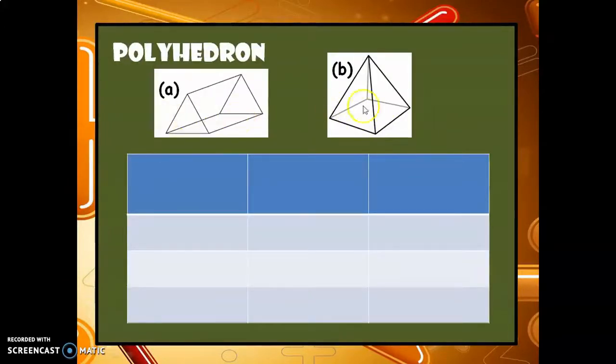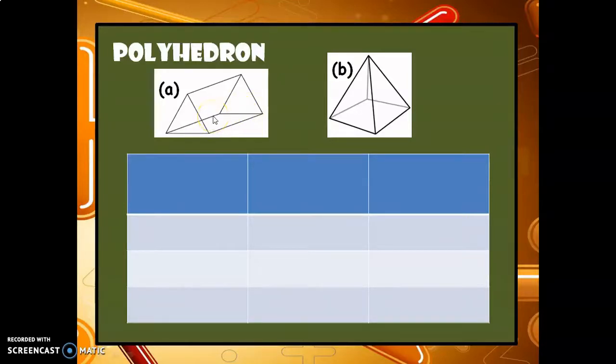Okay, let's have another example. Here I have two examples of polyhedrons. We have polyhedron A, and on the right side polyhedron B. Polyhedron A is an example of a prism, and polyhedron B is an example of a pyramid. Now, what is the difference between a prism and a pyramid? A prism is a polyhedron where two opposite faces are the same. In this case, those two opposite faces, which are both polygons, are both triangles. So that's why this is an example of a prism.